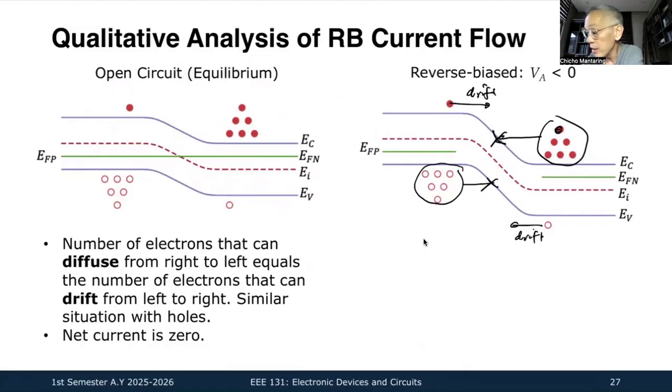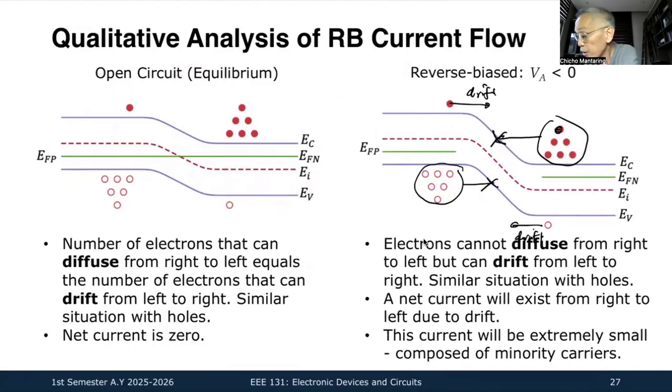So what are we saying here? Electrons cannot diffuse but can drift. Similar situation with holes. So there will be a net current that will exist from right to left. Because you have electrons drifting toward the right, you have holes drifting toward the left. So there is a net current from right to left. Same direction as holes, opposite the direction of electrons.